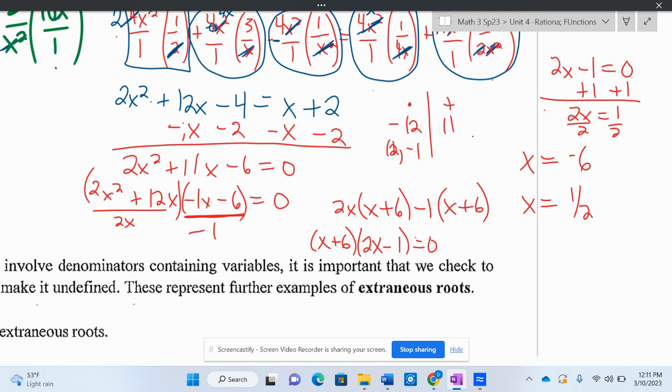Your coefficient on your x is always your denominator when you end up solving.